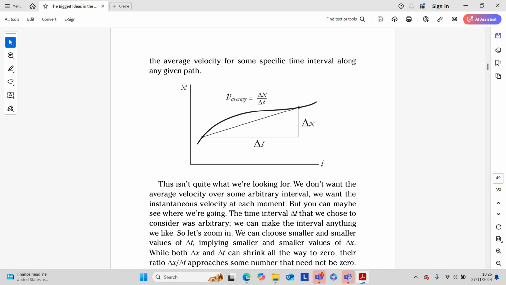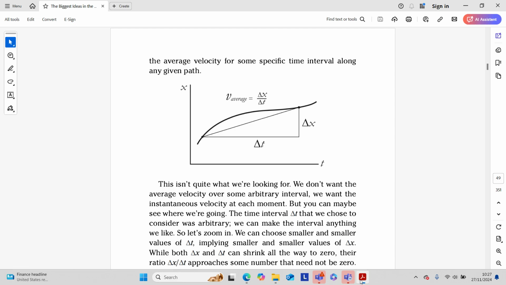This isn't quite what we are looking for. We don't want the average velocity over some arbitrary interval. We want the instantaneous velocity at each moment. But you can maybe see where we are going. The time interval Δt that we choose to consider was arbitrary. We can make the interval anything we like, so let's zoom in.